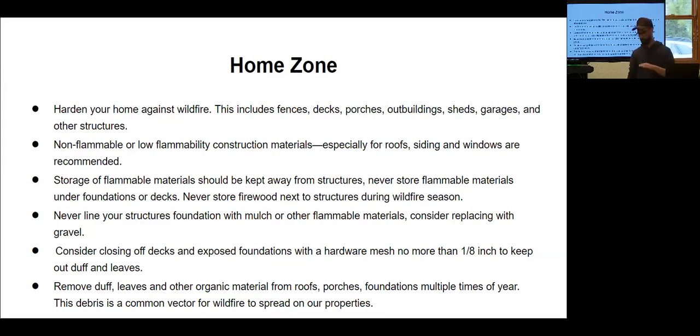Now, sometimes those areas can be pretty hard to clean. Maybe you don't want to invest all this time in actively cleaning this stuff out. The other option would be to line your foundation and your decks with a fine metal hardware mesh. That's going to keep a lot of this organic material from collecting under there, so you don't have to spend as much time actively managing it. And what a lot of folks tend to do, just to make it look nice, is put a lattice in front of it to make it look a little bit more appealing.